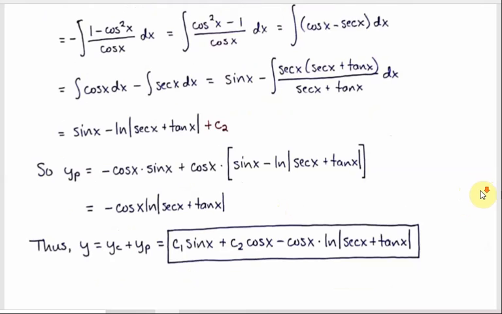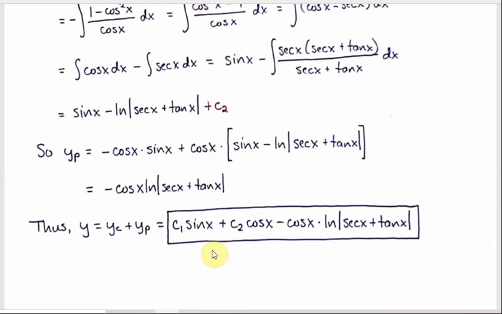Therefore, the final overall solution, where we add the complementary and particular solutions together: there's the complementary solution, the c1 sine x plus c2 cosine x, and then there's the particular solution, minus cosine x times that natural log. So that's one where you would have to do it this way. You couldn't possibly do this one using undetermined coefficients.